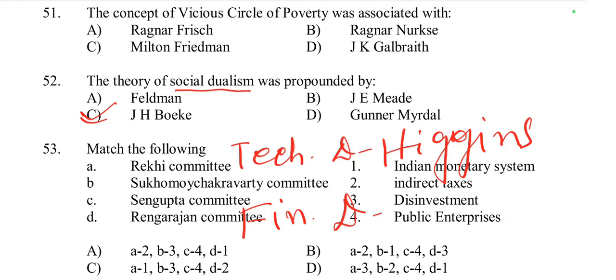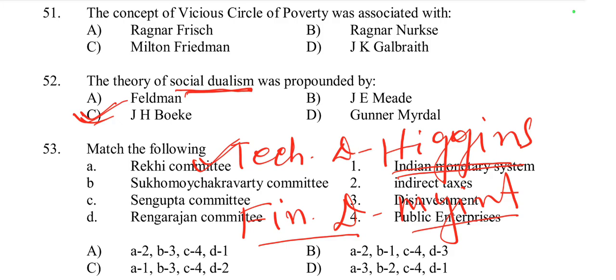The first one is social dualism given by J.H. Boeke, technological dualism given by Higgins, and financial dualism given by Professor Myint. So these three dualism concepts are very important. Exams repeatedly ask from these three dualism theories, so you have to remember the three concepts: social dualism, J.H. Boeke; technological dualism, Higgins; financial dualism, Myint.